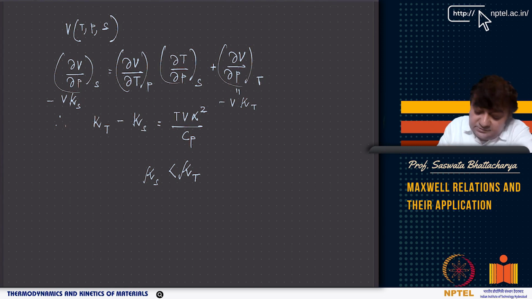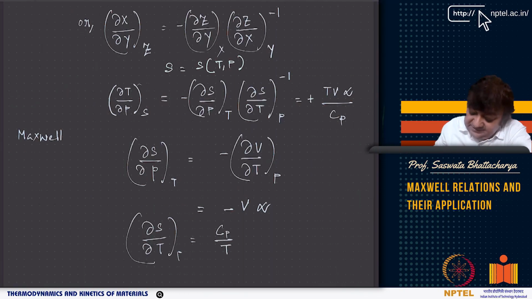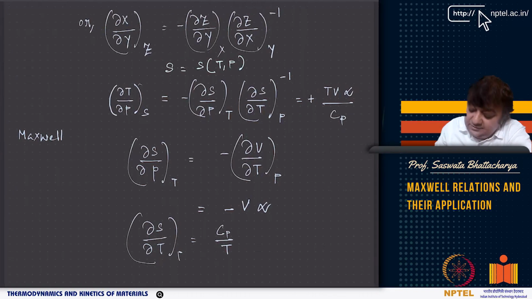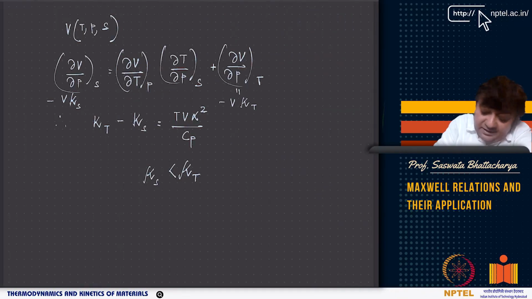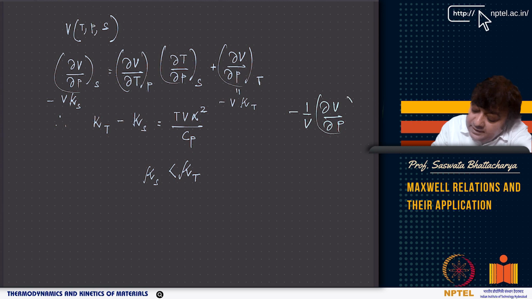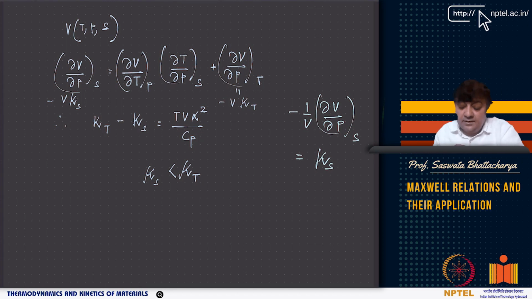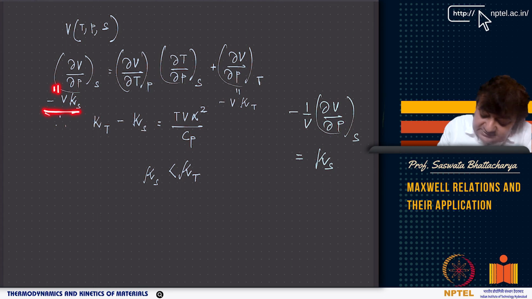Right. So, now del V del P at S, basically minus 1 by V del V del P at S, if you remember, was defined as kappa s. So therefore, this is nothing but minus V ks.